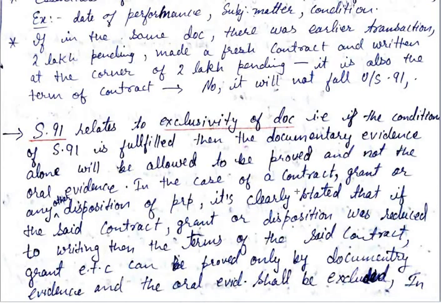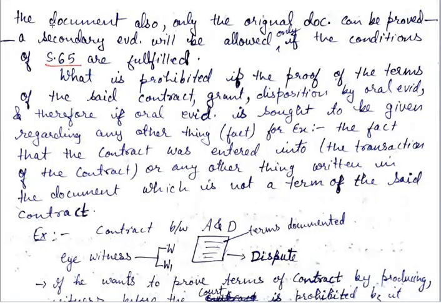In the case of a contract, grant or any other disposition of property, it is clearly stated that if the said contract, grant or disposition was reduced to writing, then the terms of the said contract, grant, etc. can be proved only by the documentary evidence, and the oral evidence shall be excluded. Then in the document also, only the original document can be proved. Thus, secondary evidence will be allowed only if the conditions of section 65 are fulfilled.